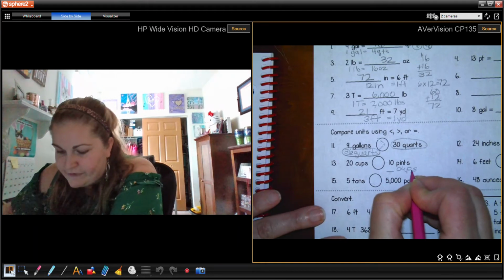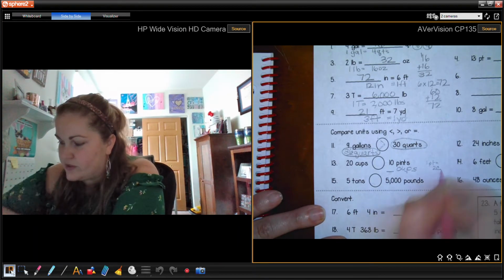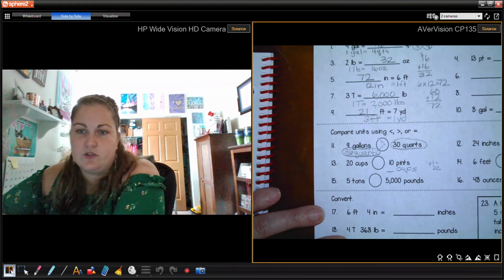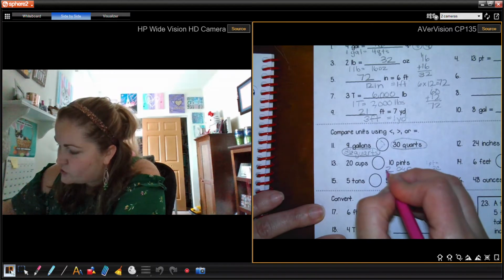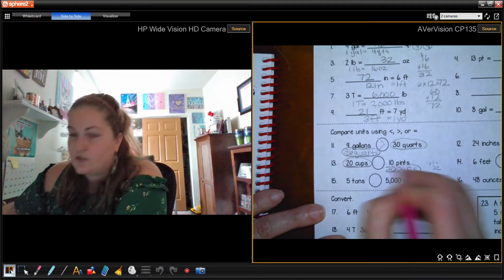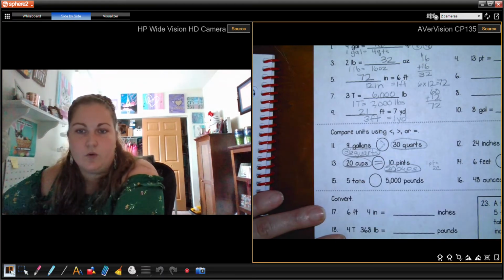Going to my reference sheet, 1 pint is 2 cups, so then I can just take my 10 pints times 2 to get 20 cups. And so I've got 20 cups on this side and 20 cups on this side, so they are actually equal.